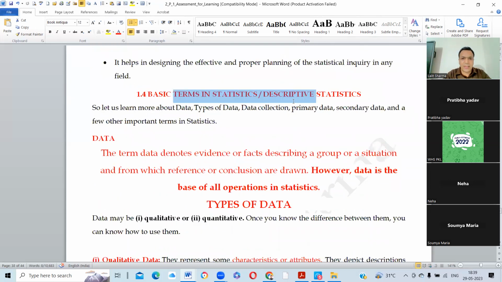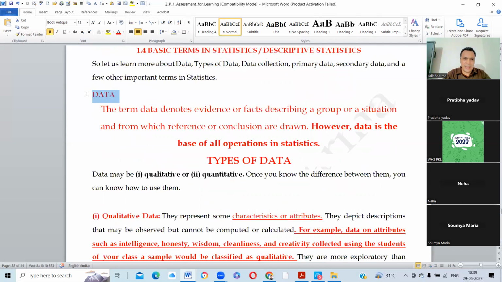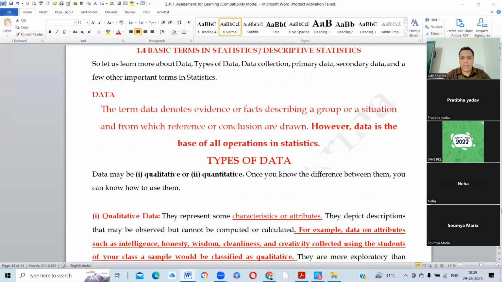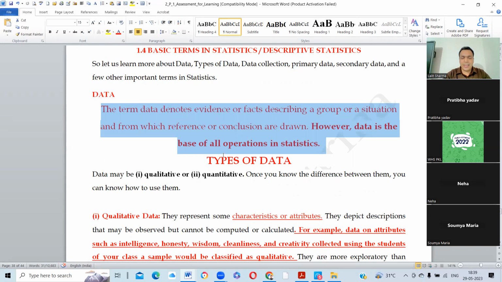अब now what are the basic terms in statistics? डेटा, डेटा क्या चीज है? What is the data? The term data denotes evidence or facts describing a group or situations, from which references or conclusions are drawn. Data is the base of all operations in statistics. So data, आपको पता है, even when we talk about the computer, data is the most important, है ना? So we are dealing with the data in statistics, है ना?